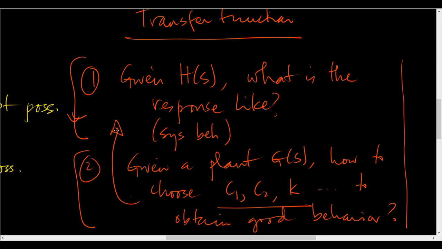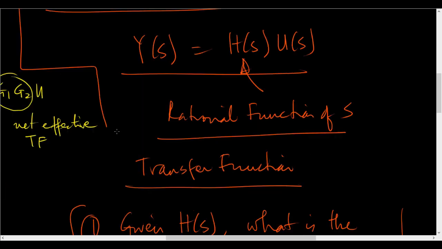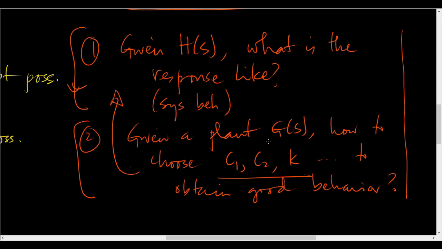Now with these background ideas in our head, in subsequent lectures we will think about these two questions. Given H of s, what is the response like, where H of s is what you see over here, and given a plant G of s, how do we try to obtain a good H of s, where our tools are compensators C1 or C2 and an amplifier gain K. C1 is the compensator in the forward path, C2 the compensator in the feedback loop. That's all for now.